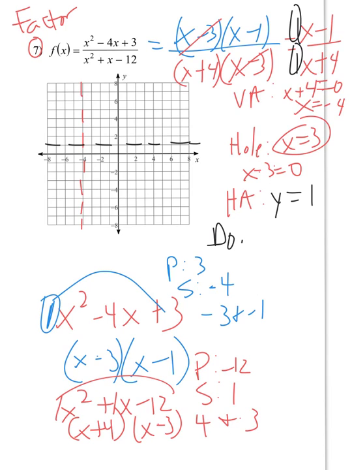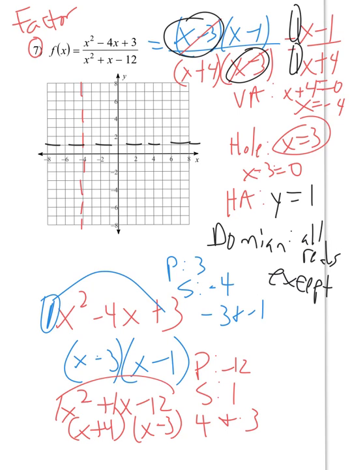The domain basically occurs at all reals except our number that makes the denominator 0. Now, we did have something that canceled here, so we have to include that in our exceptions. So basically the exceptions are x equals negative 4, which is the one that's left, the binomial, and x equals 3, because that made an original denominator 0. So there's all reals except for those two for the domain.